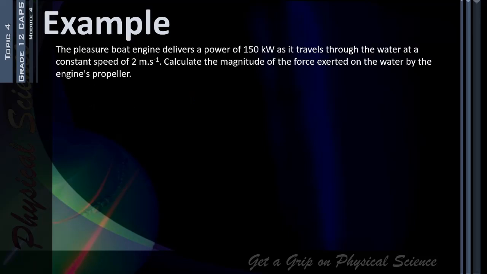The pleasure boat engine delivers a power of 150 kilowatt as it travels through the water at a constant speed of 2 meters per second. Calculate the magnitude of the force exerted on the water by the engine's propeller. Important to notice that the speed is constant, and they gave us the power of 150 kilowatt, and they ask us for the force exerted.